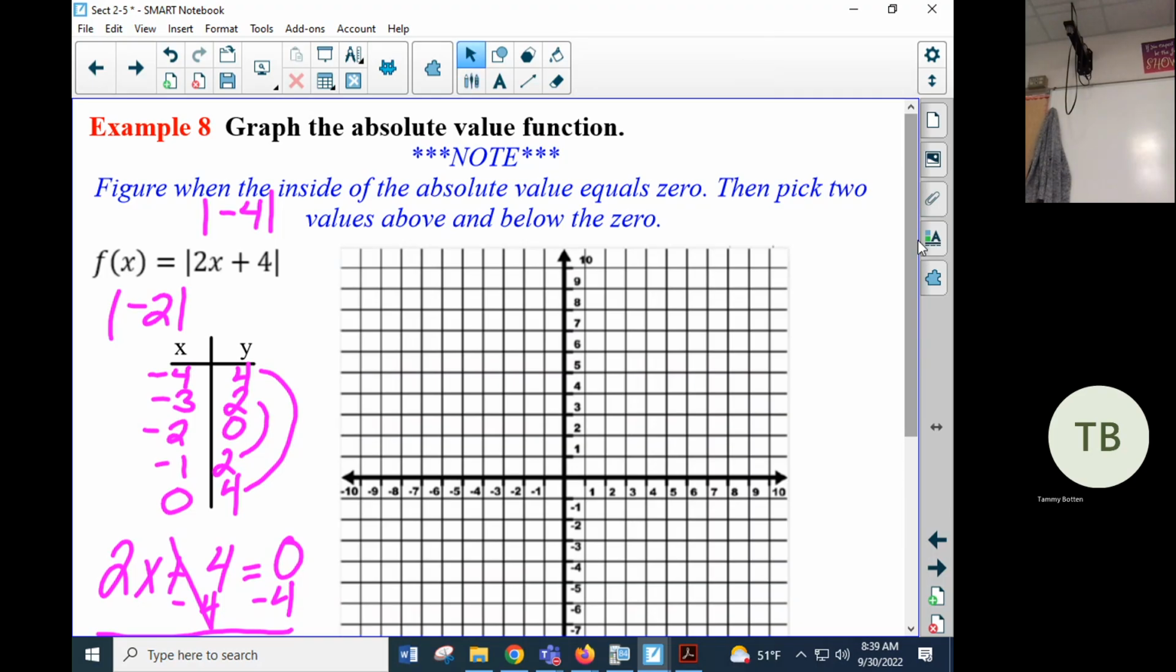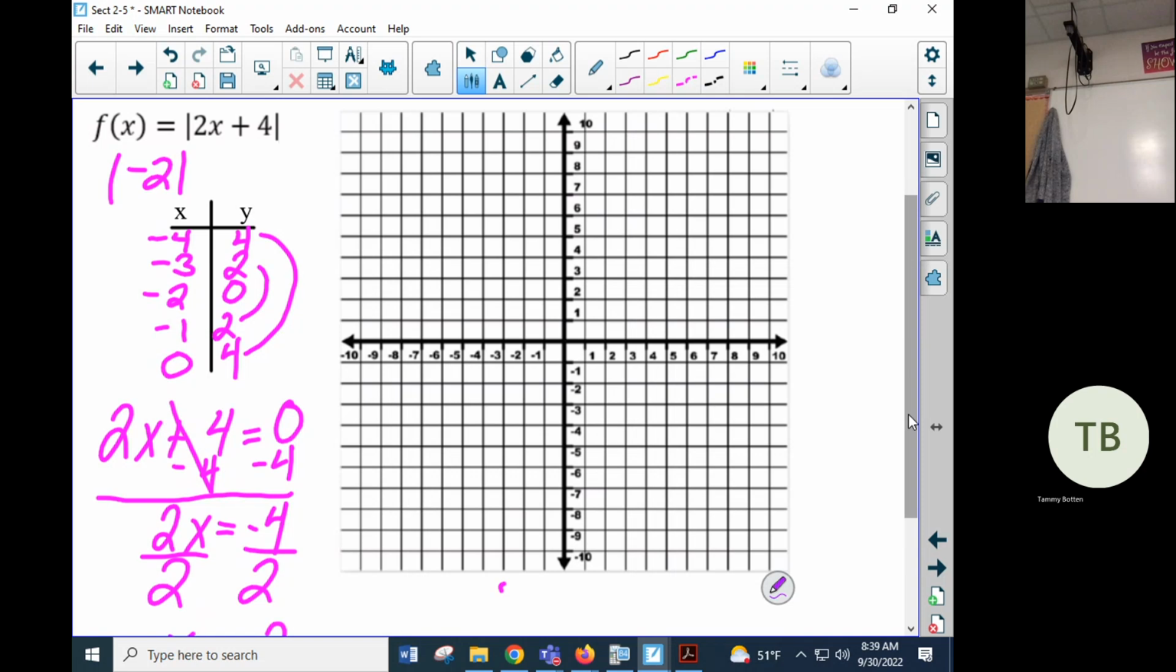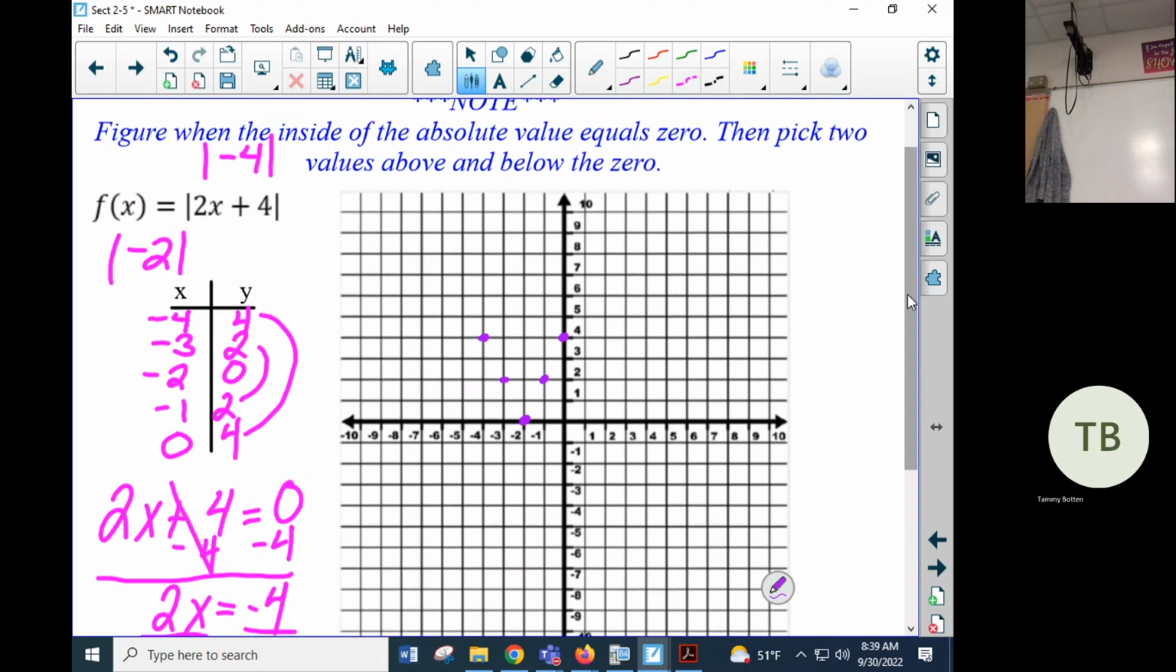Okay, so now you're going to go to your graph and you're going to plot those points. And if it's absolute value, it should be in a V if you did it correctly. So I'm going to go -4 up 4 and plot that. -3 up 2, -2 at 0, -1 is up 2, 0's up to 4. Okay, and then what you can do there is just use a ruler.